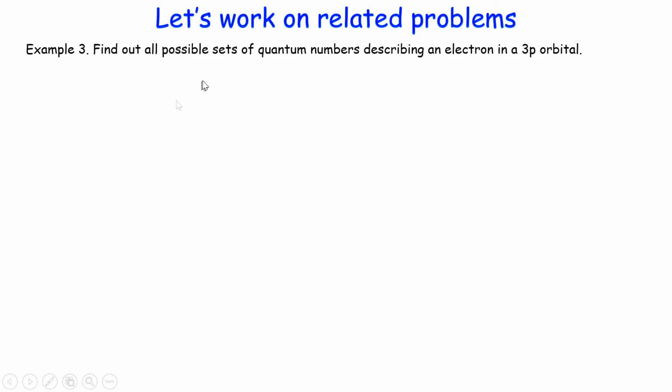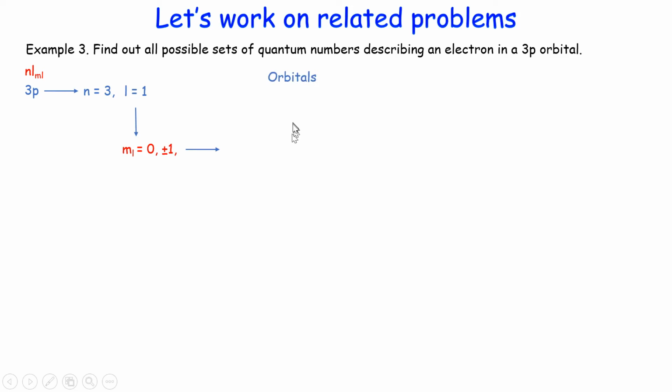Example 3. Find all possible sets of quantum numbers describing an electron in a 3p orbital. What does 3p mean? 3 means n equals 3. P means L equals 1. Alright? Okay? So if L equals 1, there are 3 possibilities for ml values: 0, plus or minus 1.